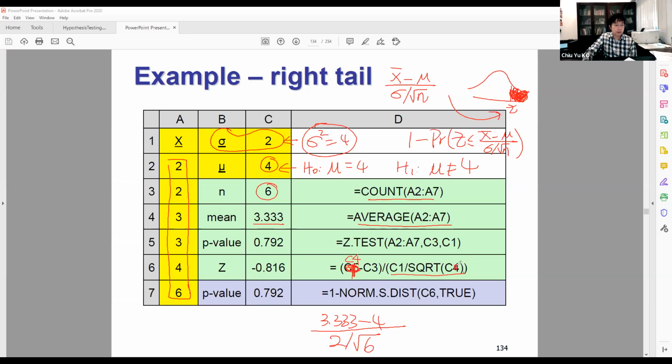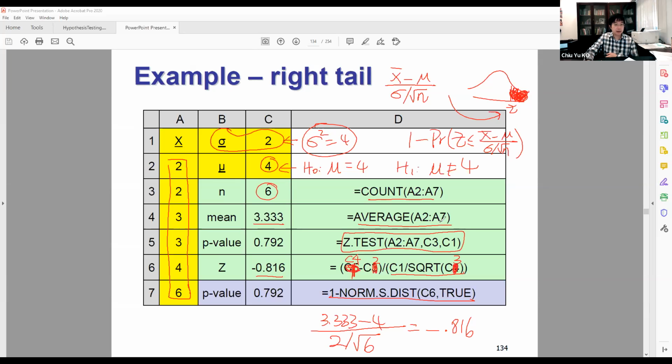Sorry for a typo here, I forgot to copy and paste. The answer is right though, there's no problem. Once you calculate, this is negative 0.816. Then you do 1 minus normal, because this gives the left-hand tail. It seems rather complicated, as you may imagine. The good thing is that these Z.TEST tags can directly give you the answer.